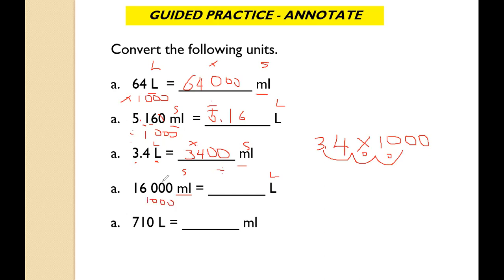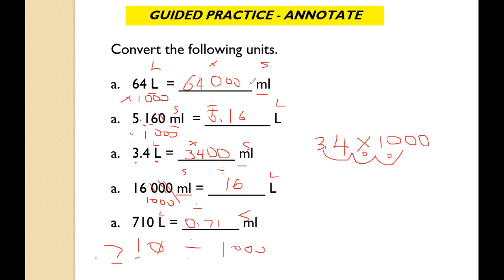Now, milliliters is small and liters is large, so we need to divide by 1,000. Okay, so we will cut 1, 2, and 3. What is left? 16 liters. Next, this is larger to smaller. So this will be division, 710 divided by 1,000. So 1, 2, 3. So decimal in front of 7. So 0.71.